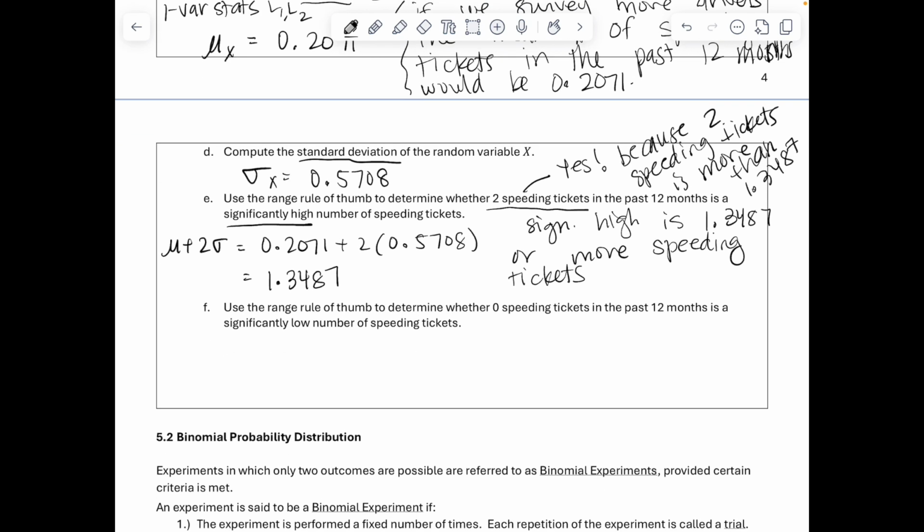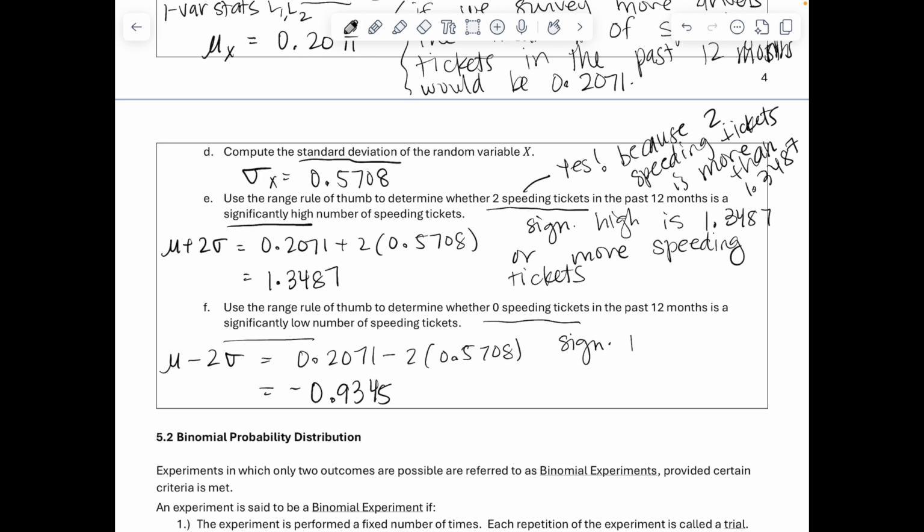So likewise, we're going to do the same thing for part F, but this one says use the range rule of thumb to determine whether 0 speeding tickets in the past 12 months is significantly low. Significantly low is going to be mu minus 2 sigma. And so substituting in those values that we calculated up above and plugging this in on our calculator, we get negative 0.9345. So again, significantly low is going to be negative 0.9345 or less speeding tickets.